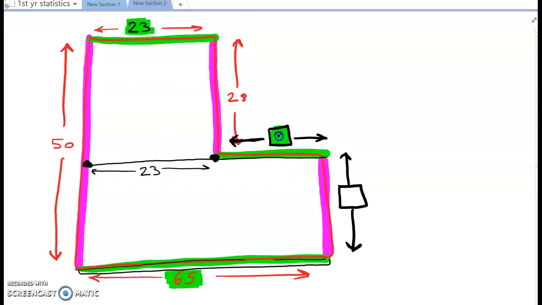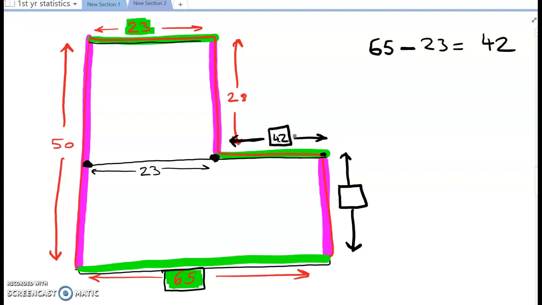So what is it from here to here? If all of it is 65, what do I do? I get my 65 and I take away the bit that I already know, the 23. What does that leave me with? It leaves me with 42. That means this side here is 42.